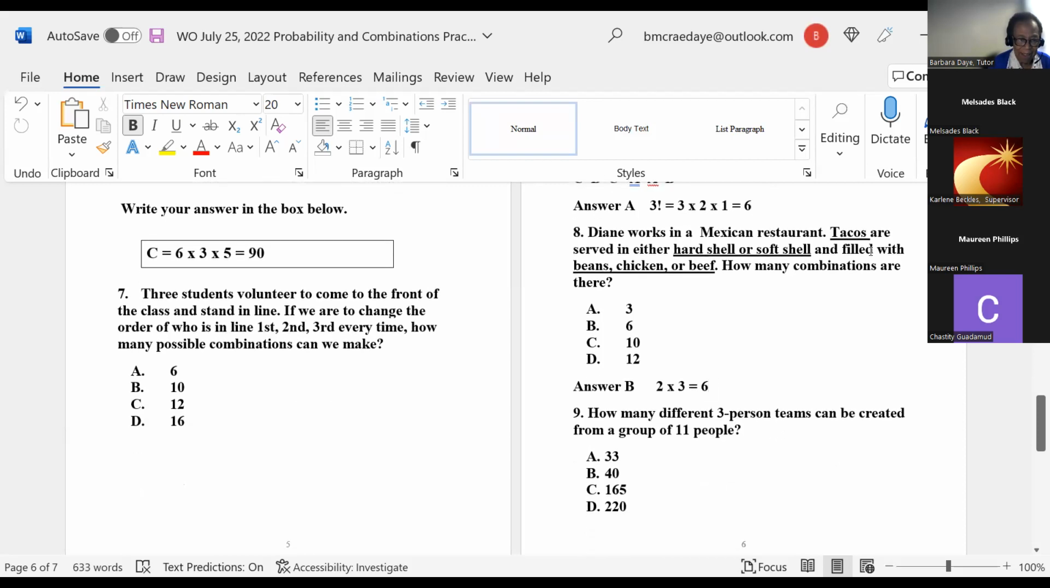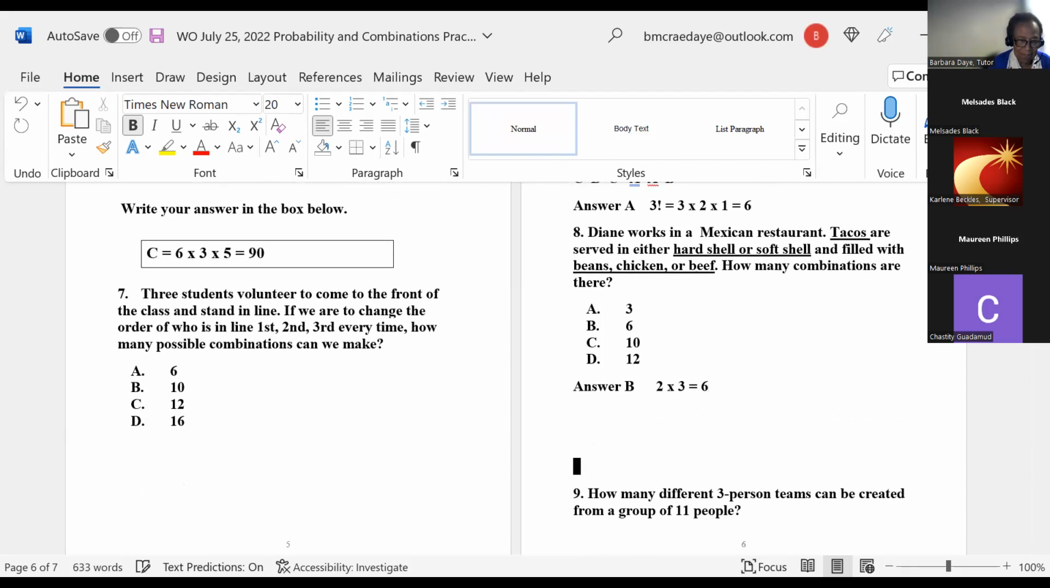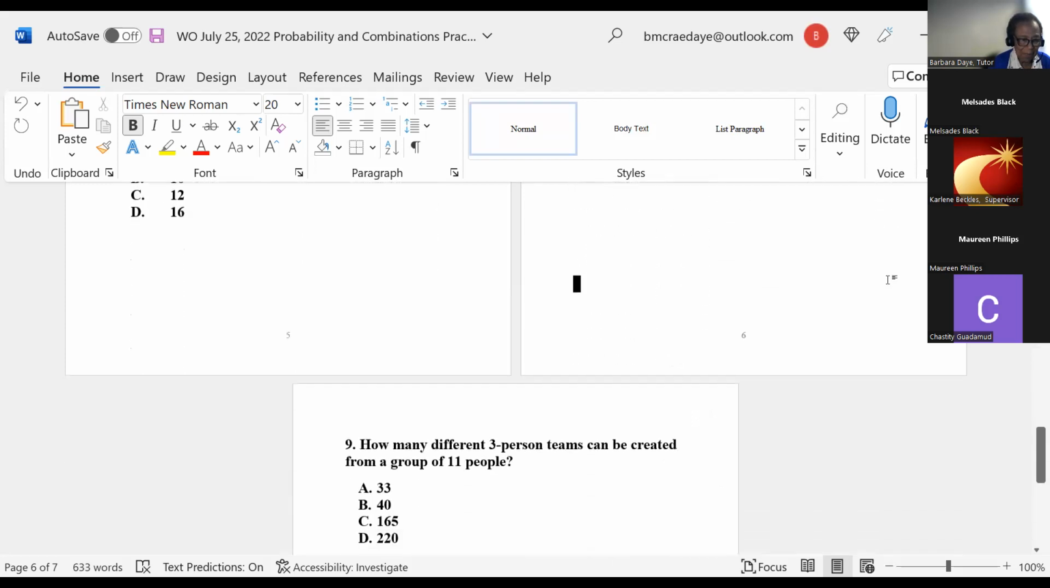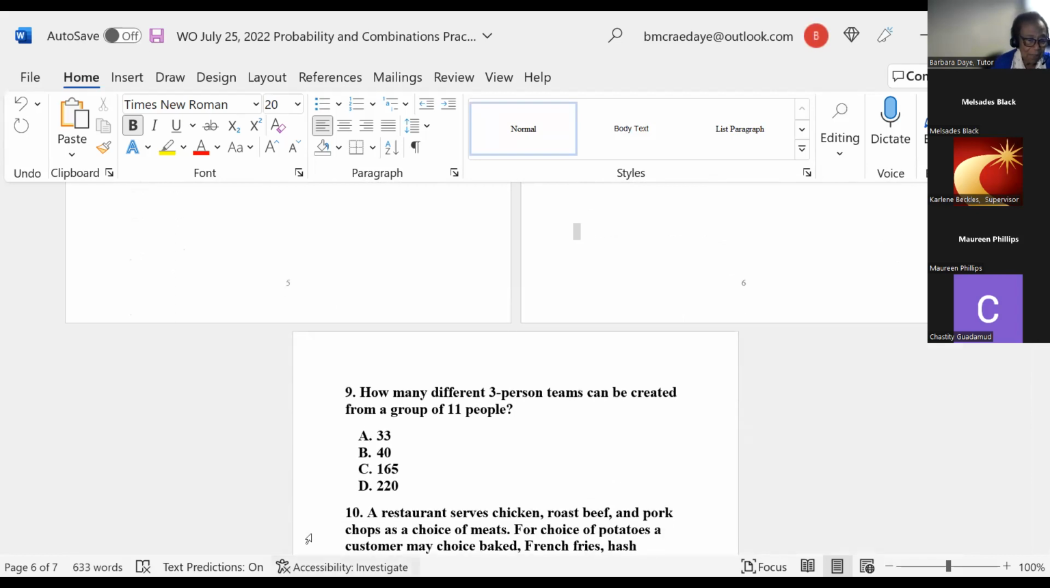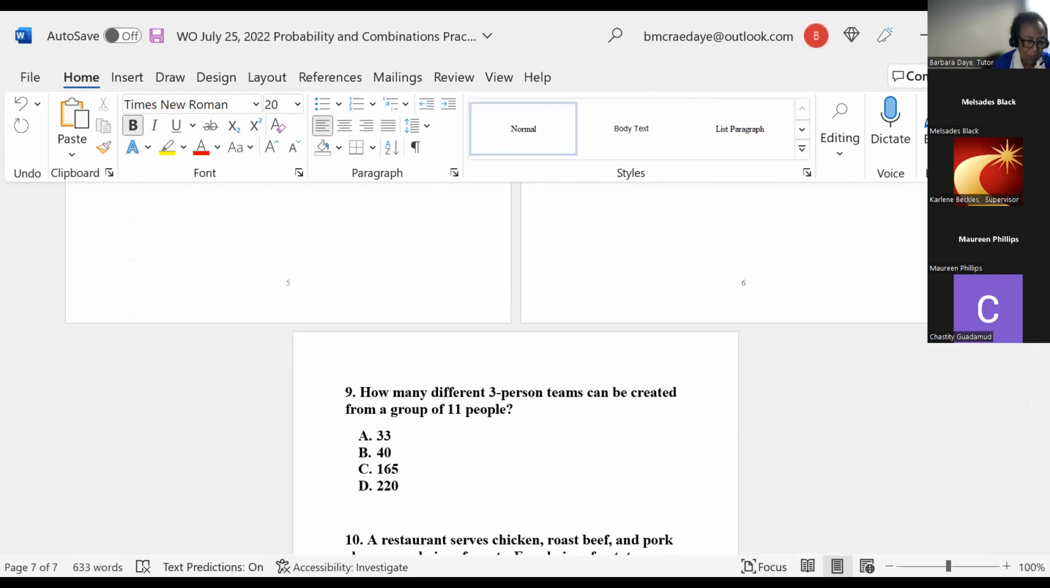All right, Maureen, number 9, read it. Tell me how you solve it. How many different 3-person teams can be created from a group of 11 people? Okay, now you're gonna use your combination formula. You remember what that was, Maureen? What's the combination formula?